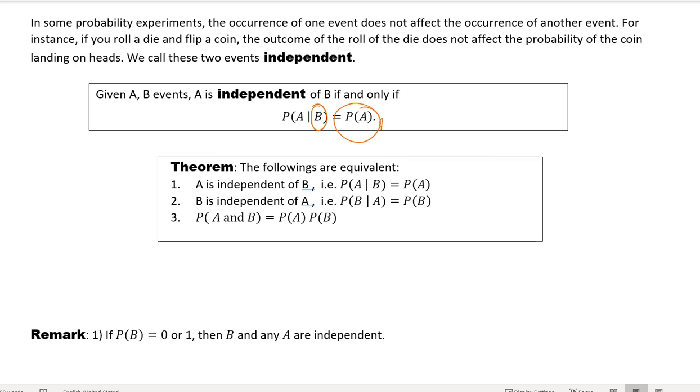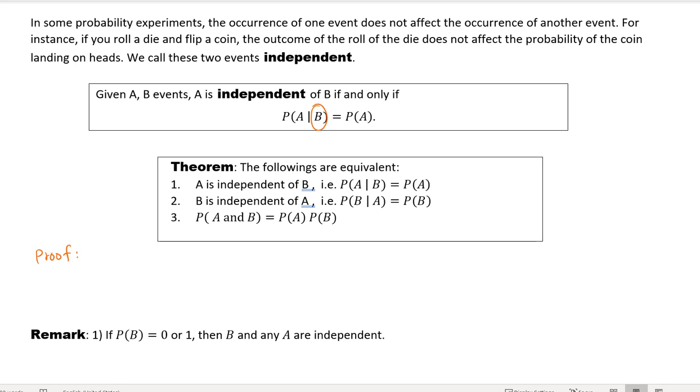Theorem: the following are equivalent. 1. A is independent of B. 2. B is independent of A. Of course, they're both independent of each other, right? 3. The probability of A and B is the probability of A times the probability of B. Let's try to prove this.